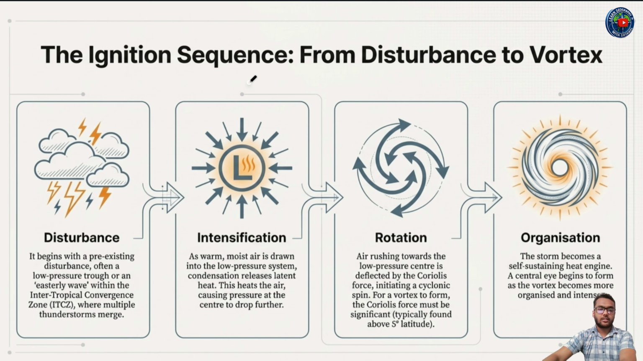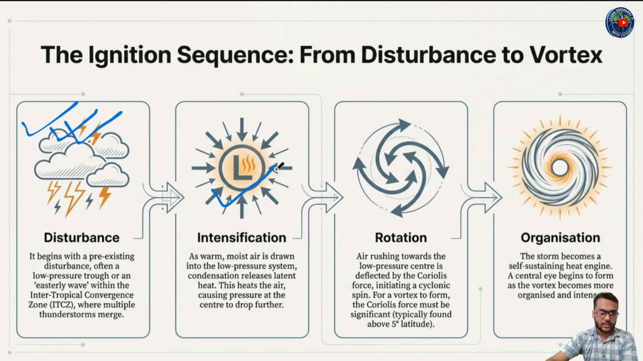Now, the ignition sequence, from disturbance to vortex. First of all, disturbance. It begins with a pre-existing disturbance, often a low pressure trough or an easterly wave within the intertropical convergence zone (ITCZ), where multiple thunderstorms merge. First of all, it needs a disturbance in the weather system.